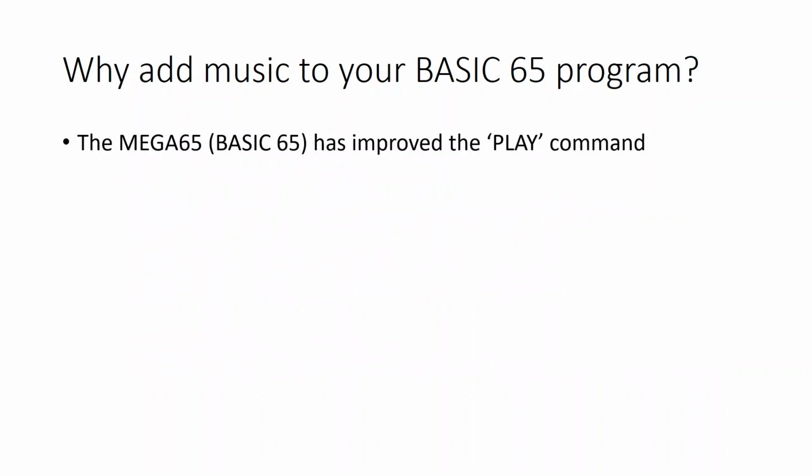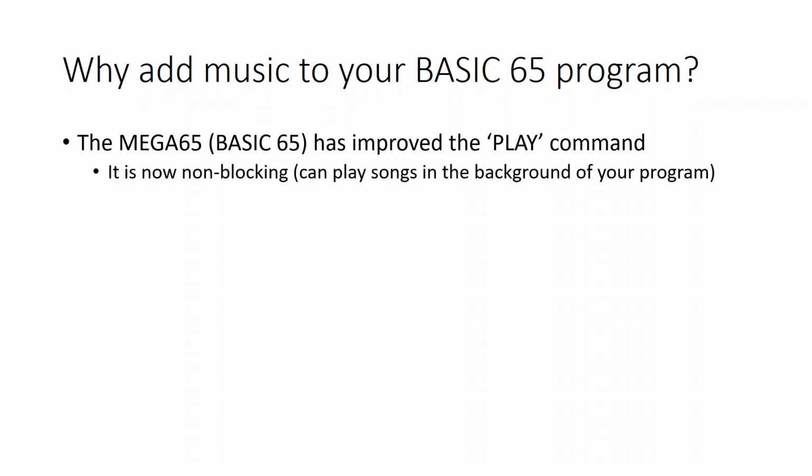So for the Mega 65, in Basic 65, we've improved the play command to make things a bit friendlier. So it's now a non-blocking function. That means you can sequence a song via play, trigger it, and your program will continue running in the background. So you could have background music for a game, for example. And also, compared to the past, this makes polyphonic music sequencing a lot easier than it was back in even the 128 days. And we can sequence up to 6 channels of polyphonic music. So this even surpasses the Commodore 64, where you were limited to 3 channels.